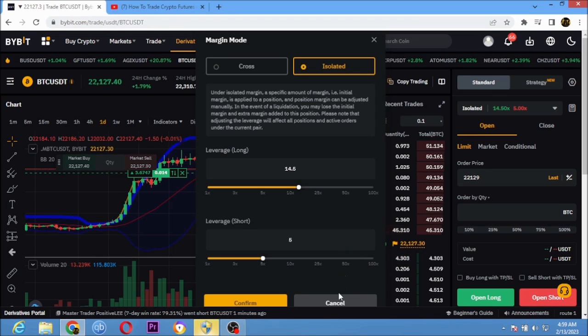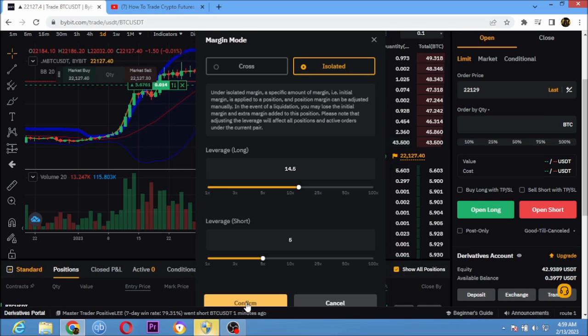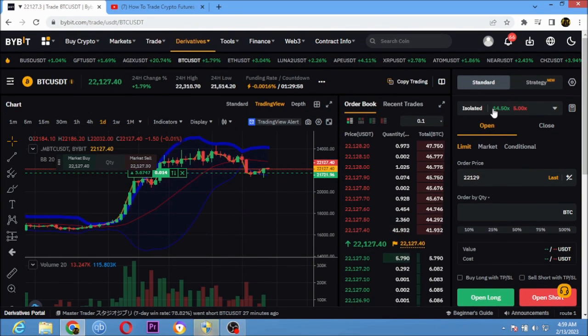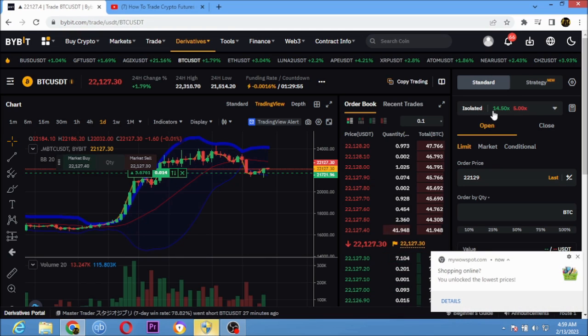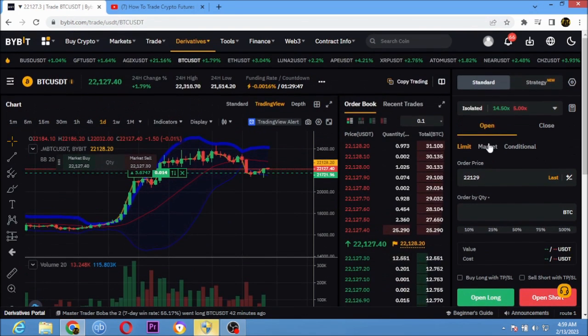I hope you have understood. Once you are done, you're going to confirm here, and then it will look like this. For me, I have 14.5 isolated, and for long and short I have 5x. Under here you're going to see whether you have your amount.